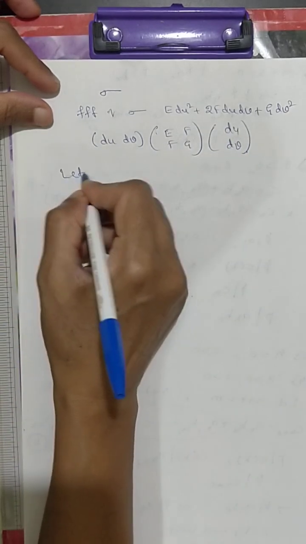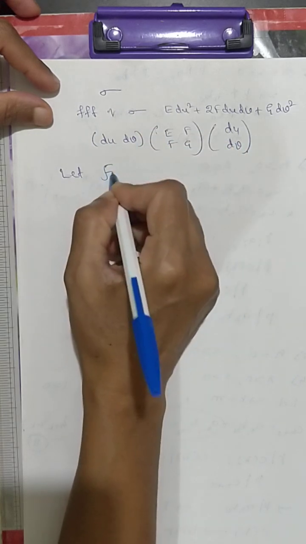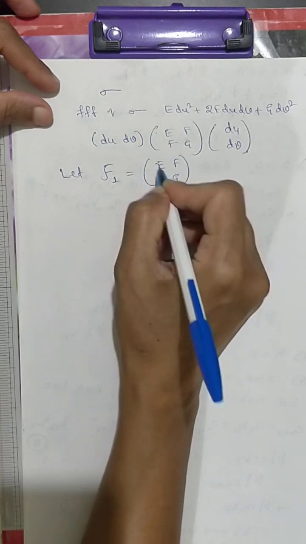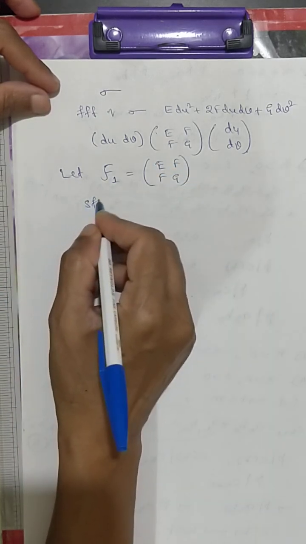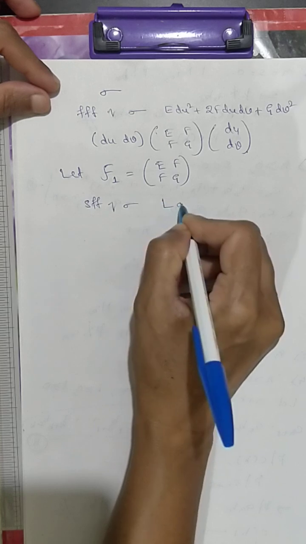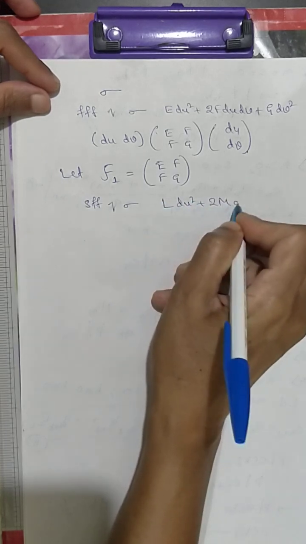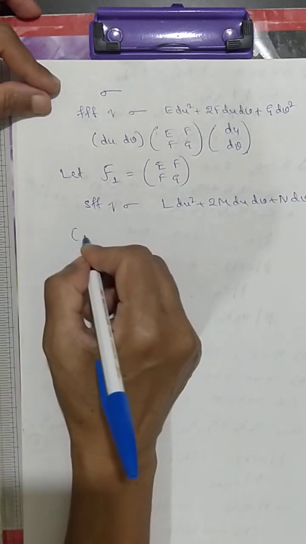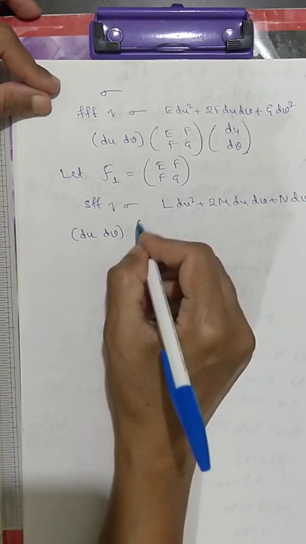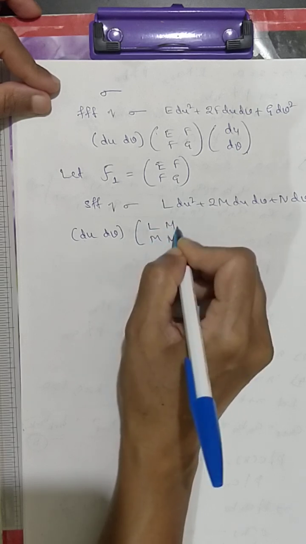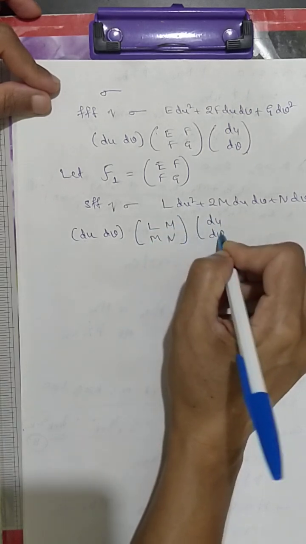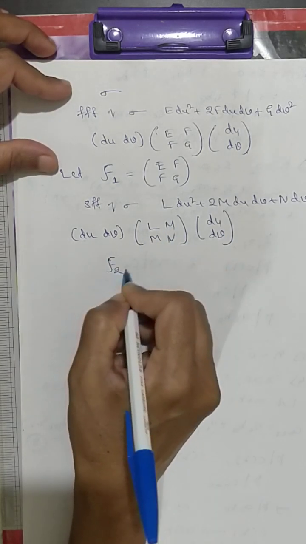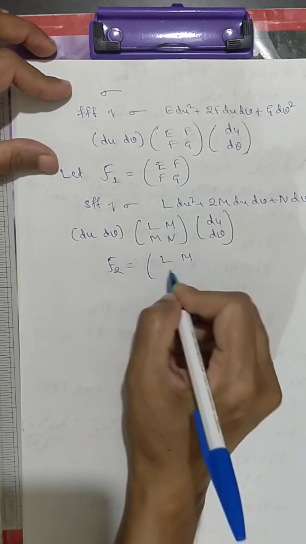Let me consider this matrix E, F, F, G. Let me denote it by capital F1. So F1 is E, F, F, G. This is the matrix. Similarly, consider the second fundamental form of sigma. What is it? L du square plus 2M du dv plus N dv square. And what is the matrix representation of this? (du dv) times L, M, M, N times (du dv) transpose, the product. So now let me represent this matrix as F2. So F2 is equal to the matrix L, M, M, N.